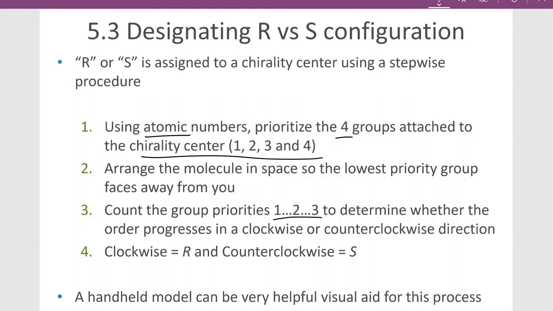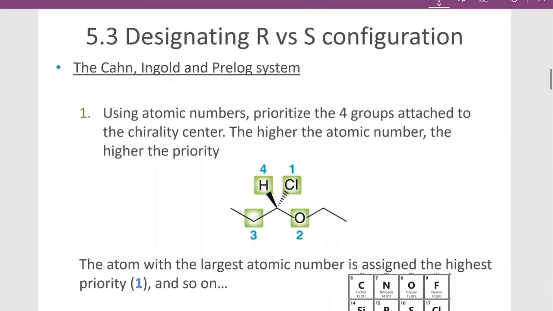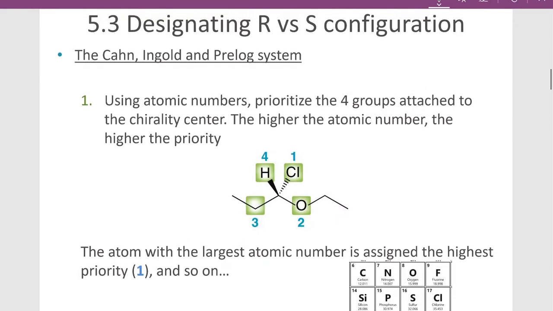So I know that seems very confusing right now, but let's go ahead and do an example and it should make a little bit more sense. I've put a little inset of a periodic table down here on the right so that you can see what the atomic numbers are for most of our atoms. Now remember, hydrogen is number 1, so I didn't get that in here, but that's pretty easy to remember, okay?